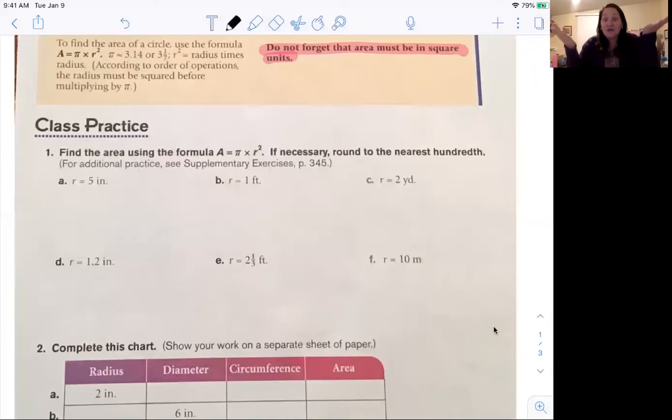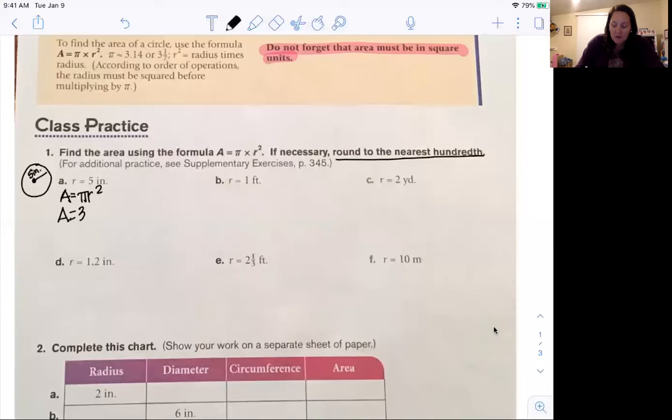Well, this is a first for us, right, with circles. Now they're wanting us to round to the nearest hundredth if we need to. So let's see. Number 1A, it says area equals, radius equals 5 inches. I like to draw my little circle so I kind of know what I'm dealing with here. 5 inches. Okay, formula, say it with me. Area equals pi r squared. Good. Area equals 3.14 times 5 squared.